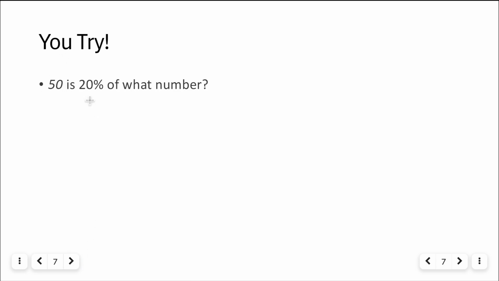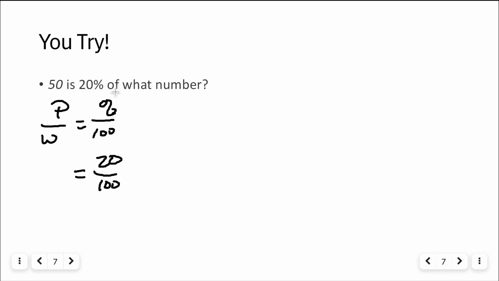Okay, 50 is 20% of what number? Now your turn to try. We're using part over whole equals percent over 100. So 50 is 20%. So 20 over 100 of what number? So 20% of how much would be a $50 tip. So the part is 50. X is what I don't know. That's the whole, how much? So 20 times x is 20x equals 50 times 100.